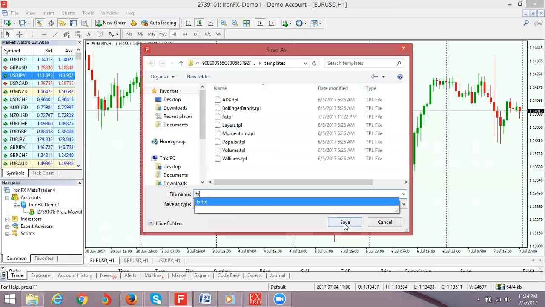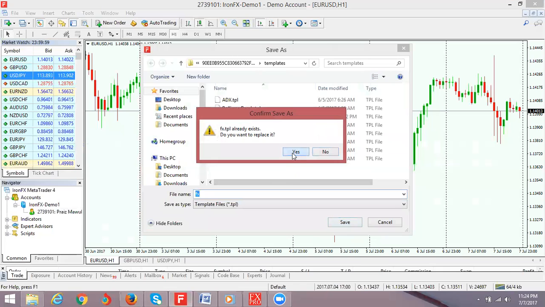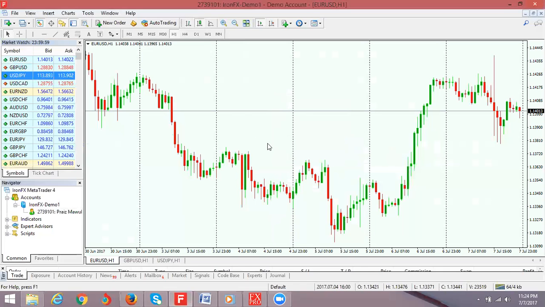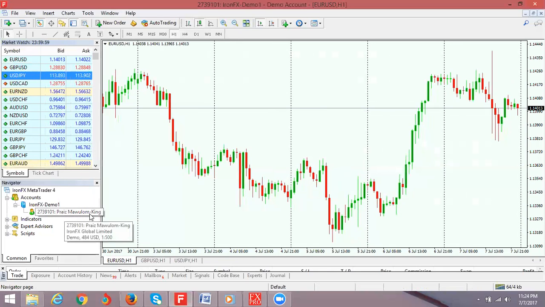Or you can change it if you like to. Yes. So that is that. Now, after doing all these settings, we can come back here. When we come to this window, you can clearly see that this is a demo account, Ion FX Demo 1. Then the name is there.